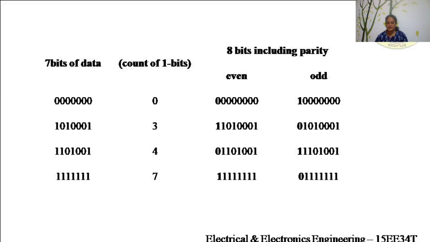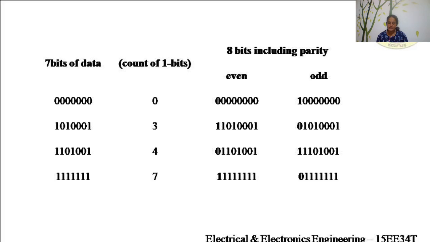Similarly, in the second case, for the data 1010001, number of ones is 3. For even parity, parity bit will be 1. Hence, 8-bit data will be 11010001. For odd parity, since the number of ones in 7-bit data is 3, parity bit becomes 0 and the 8-bit data becomes 01010001.